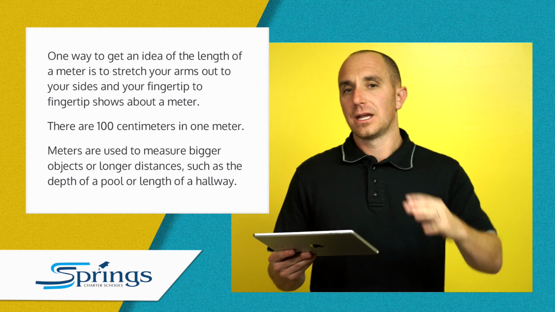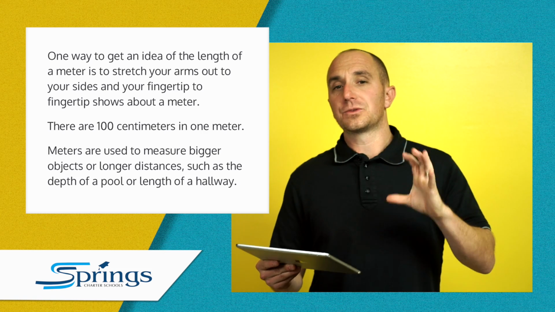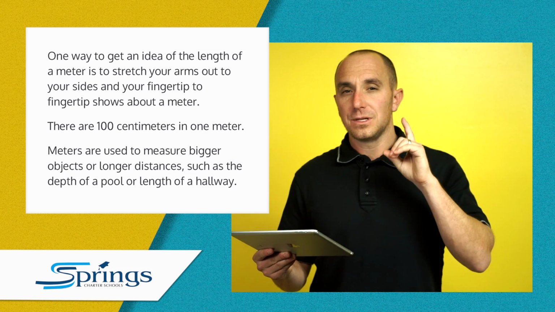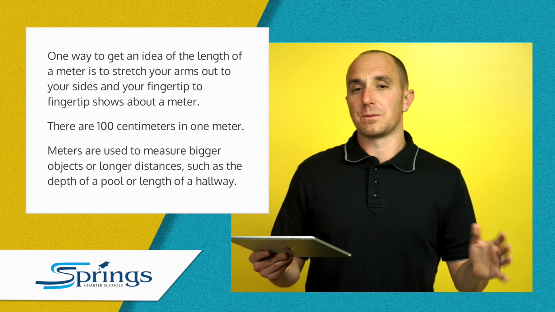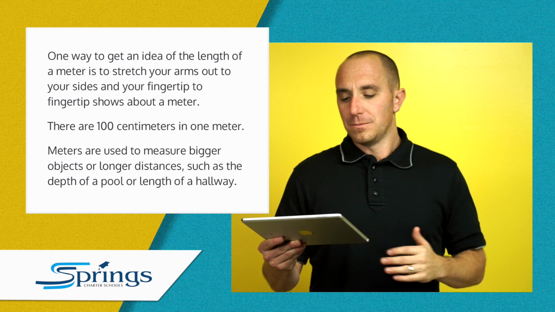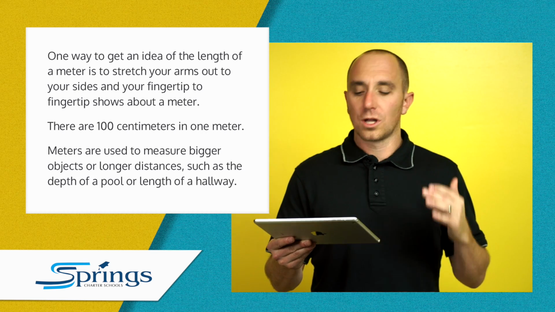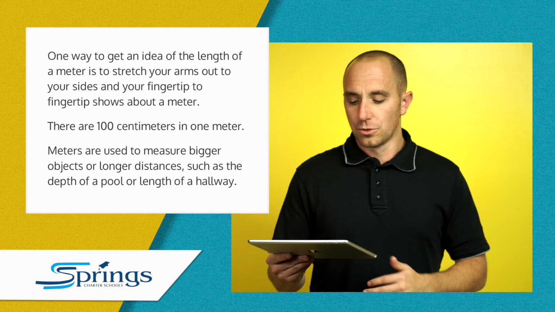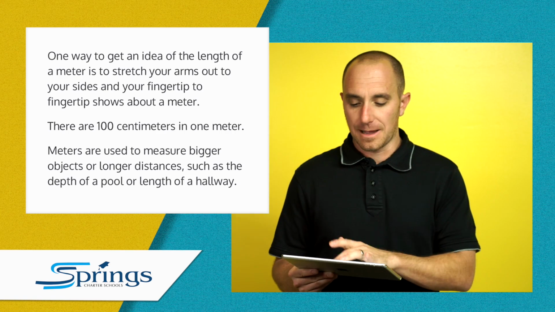And as we're going to talk about in a few moments, a meter is really that base unit. So the meter is the base unit of 1, and then you're either going to have something bigger or smaller. Now, meters are used to measure bigger objects or longer distances, such as the depth of a pool or the distance of a hallway, things like that.